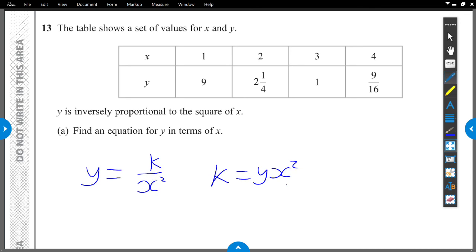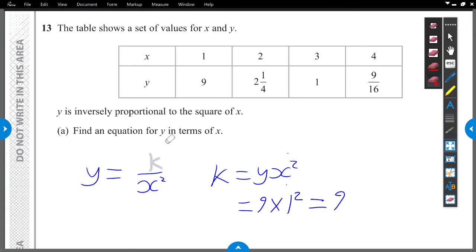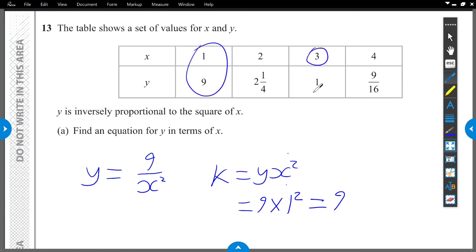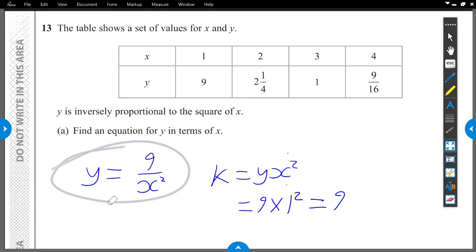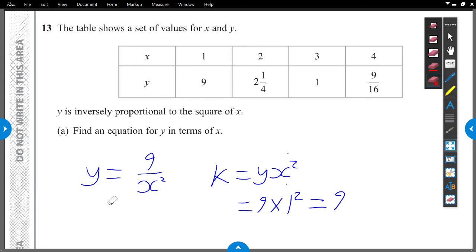I'm going to pick one of the easy ones. It doesn't actually matter which one we pick, but I'm going to pick that y is 9 and x is 1. 9 times 1 squared gives us 9. So I can go back to my equation and I can replace k with 9. Now just to see if this works, 9 divided by 1 squared does give us 9. 9 divided by 3 squared is 9 divided by 9, which is 1. And you could check for the other ones as well, but they're not so friendly. So this is our equation for y in terms of x, because it has x on the other side.